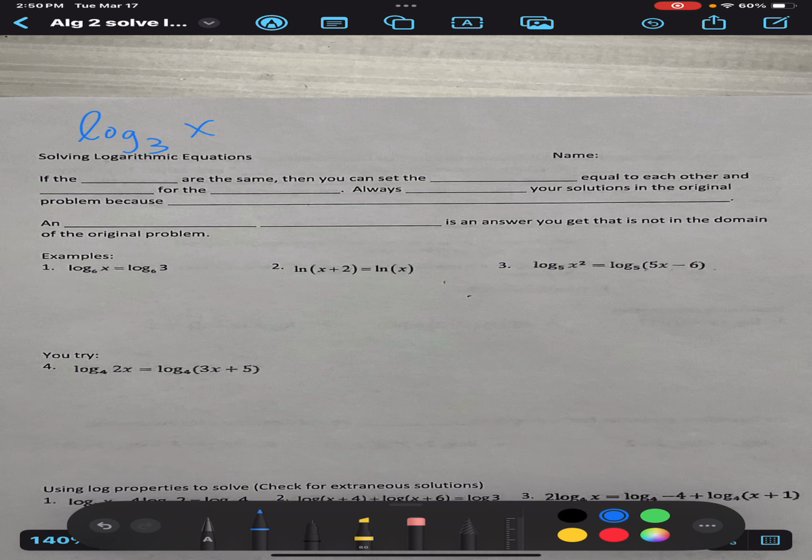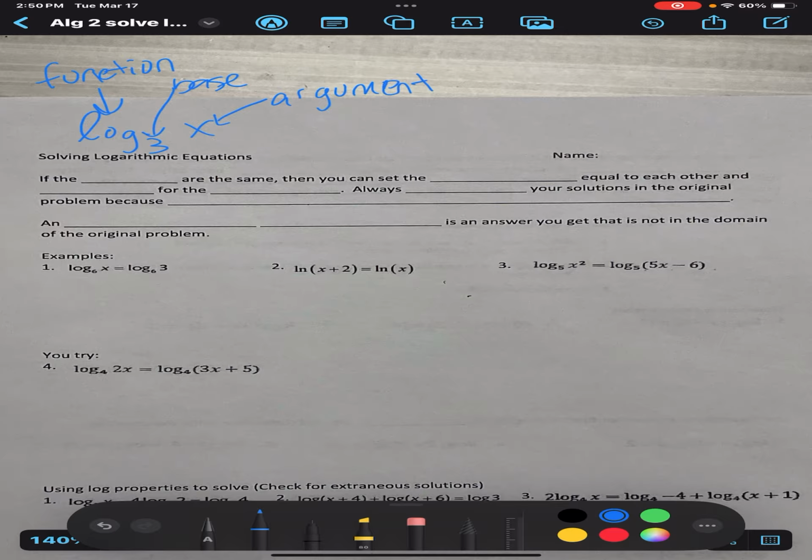So today our goal is to be able to solve logarithmic equations. If you remember log base 3 of x, looking at that, the logarithm is the function, 3 is my base, and x is known as the argument. And no, stop arguing. It's not very kind.